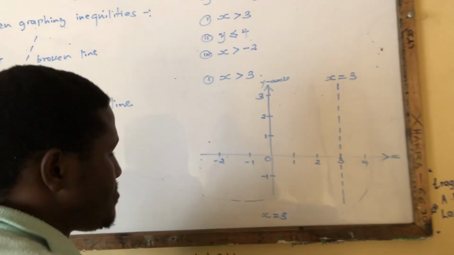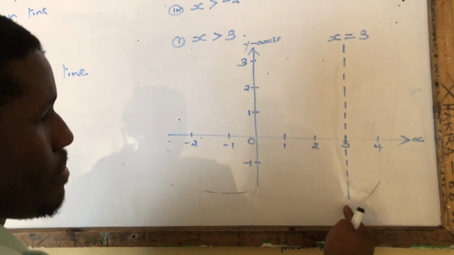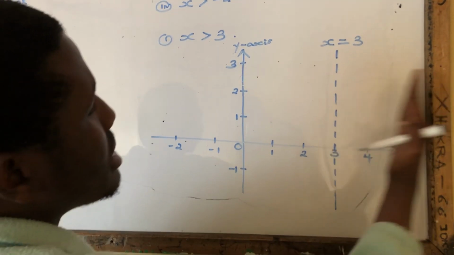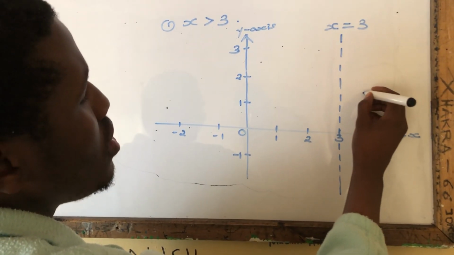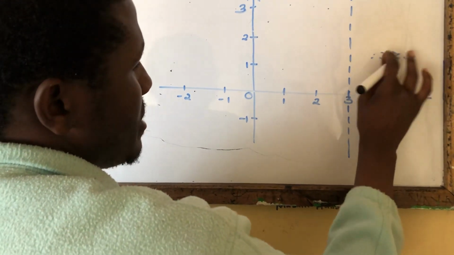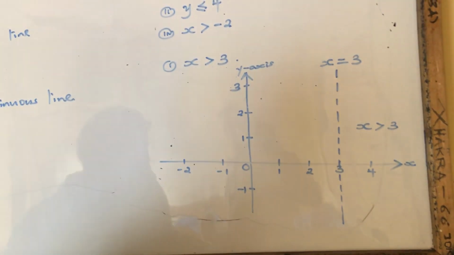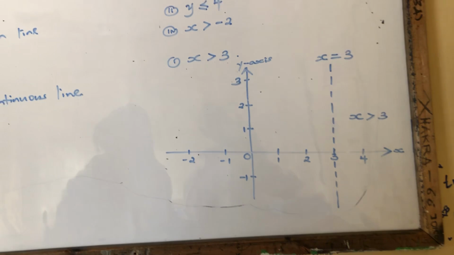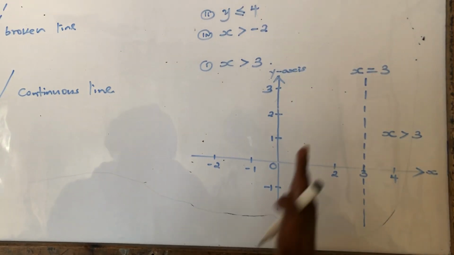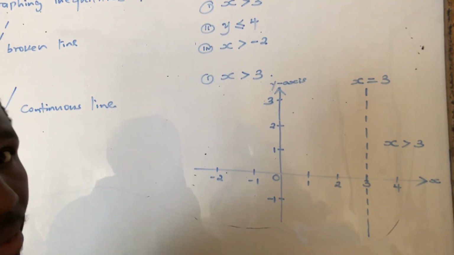For example, this line is the line x equals 3. The region on the right-hand side should be described as the region where x is greater than 3. So this is the region which satisfies our inequality.